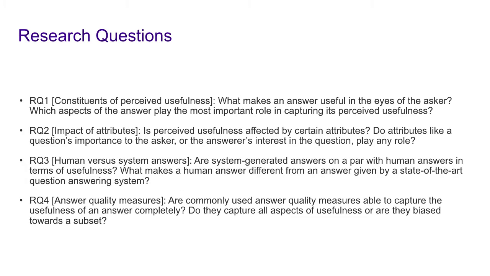More specifically, we investigate 4 different research questions. The first research question, which is the main one, is about understanding what renders an answer useful for the person who asked that question. Basically here, we are trying to quantify the constituents of a useful answer. The second question is about understanding whether any asker or answer attribute plays a role in the perceived level of answer usefulness. In the third question, we compare human and system answers. And finally, in the fourth question, we try to quantify the success of some commonly used answer quality measures in capturing perceived answer utility.